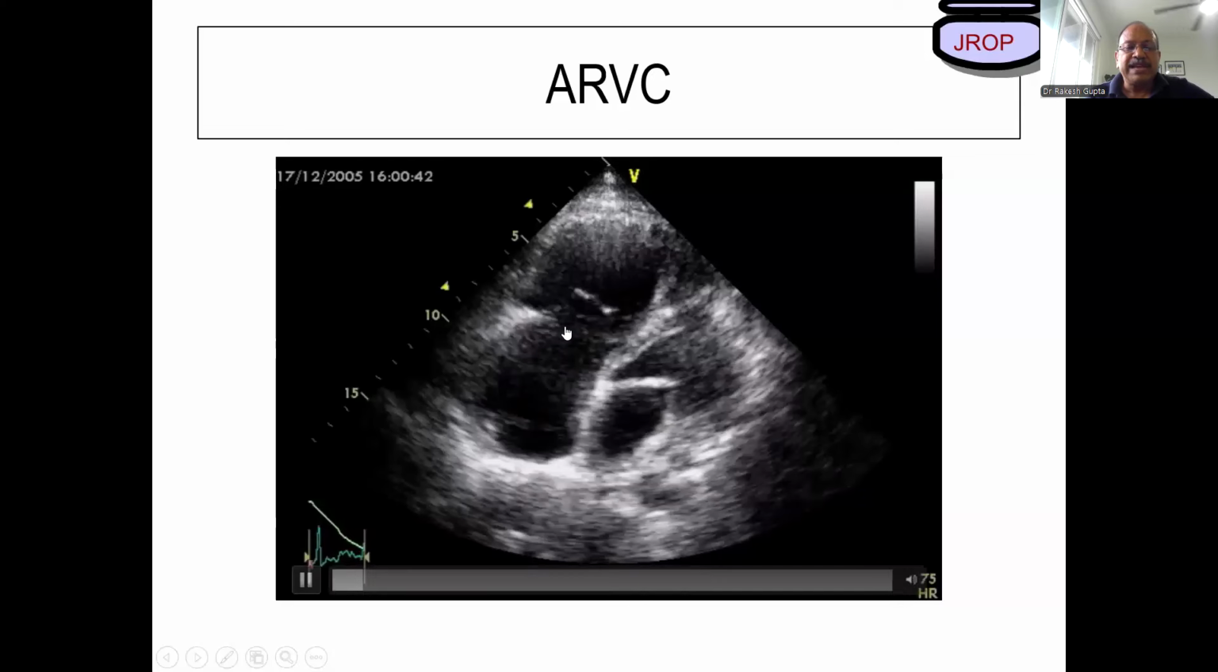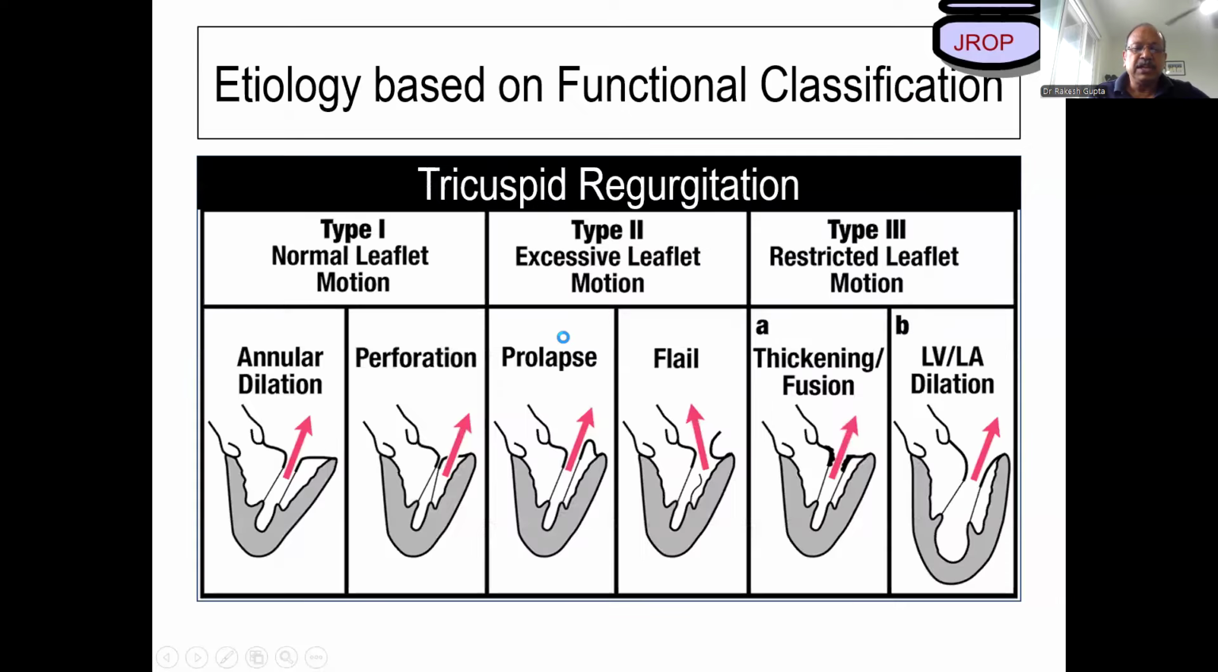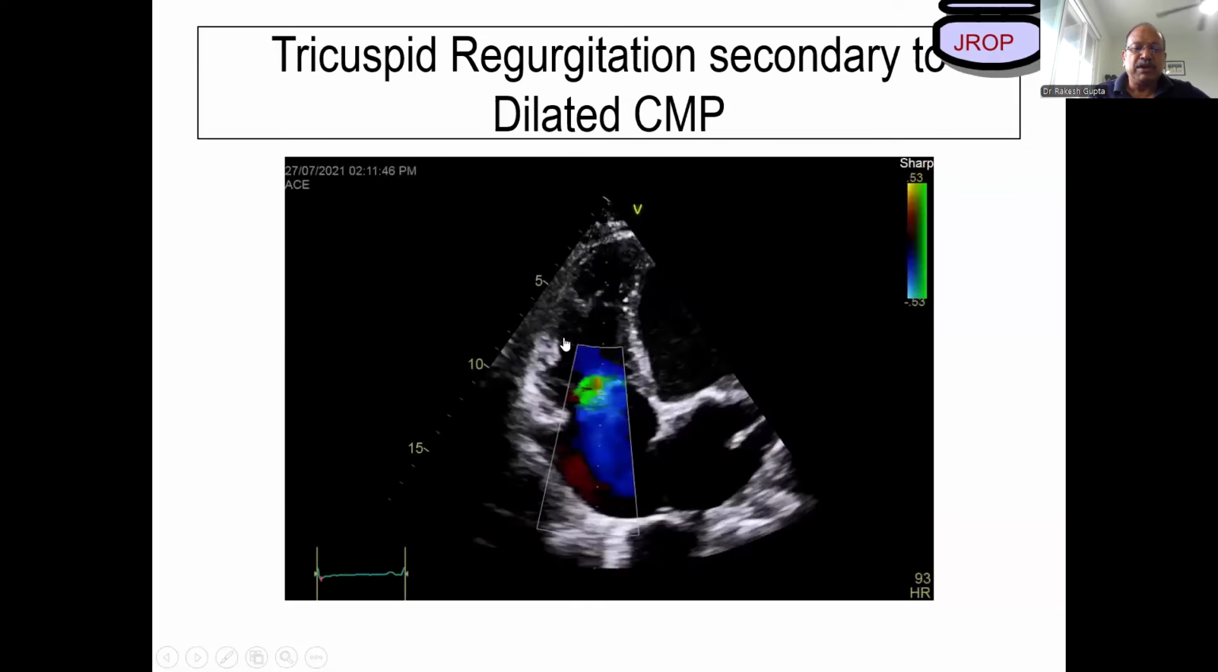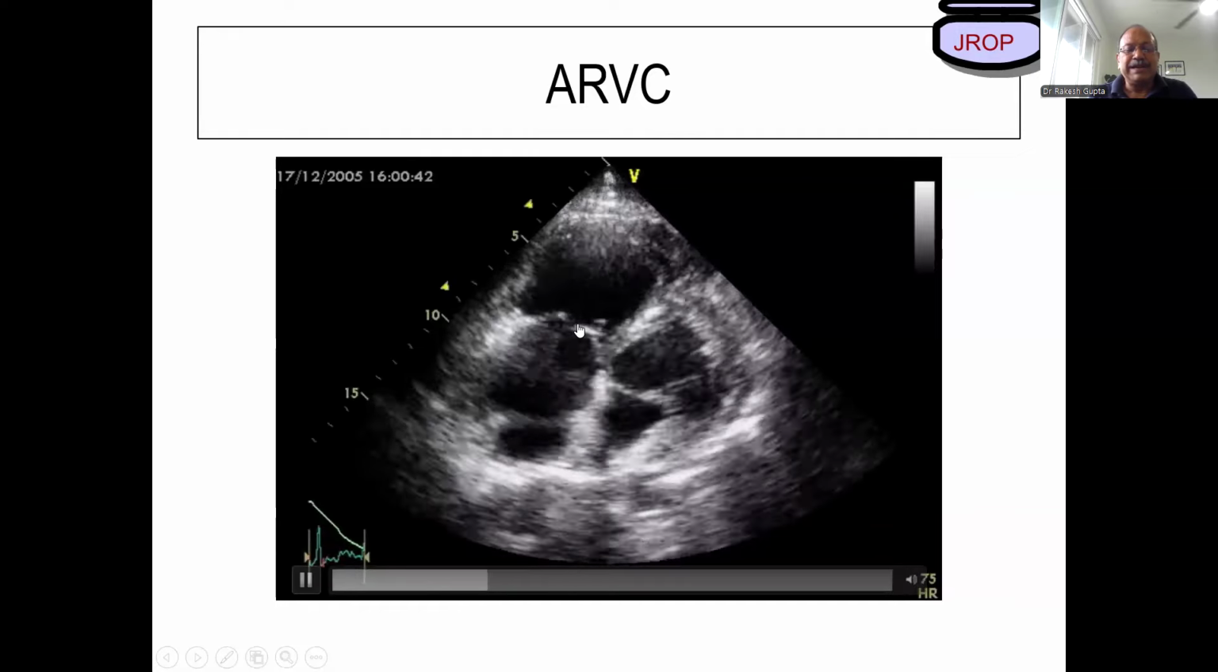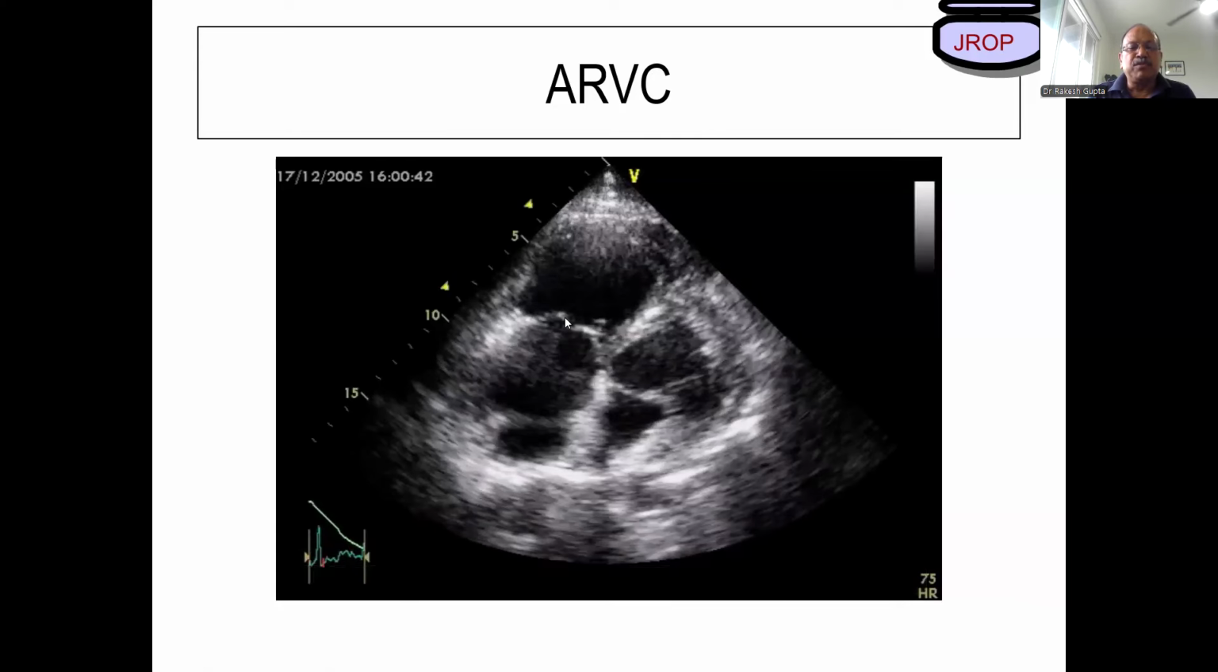Here is an example for ARVC, arrhythmogenic right ventricular cardiomyopathy. Almost the apex is being obliterated by a lot of fibromuscular bands. We have a significant tricuspid regurgitation. And on top of that, the most important part of this tricuspid regurgitation, the gradient is less than 3 meters per second, or 2.5 meters per second. Diagnosis is suspected by echocardiography, but proven by a cardiac MRI.